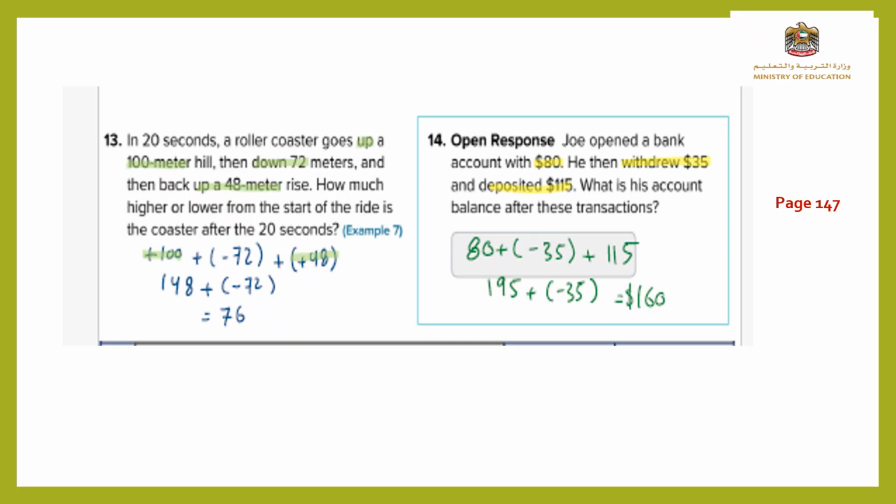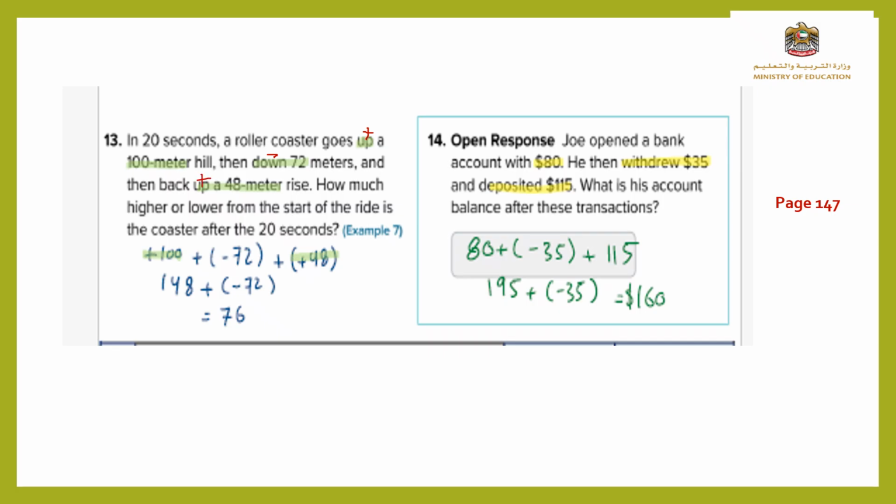See here, this also same repetition, same lesson. So here you see in 20 seconds a roller coaster goes up 100 meter. Okay, then 72 meter, then 48 meter, but there are ups and downs. See, goes up, up means that is positive. This is the thing you have to know. Then up 100 meter, then down 72. Down means that is minus. Then back up 48. So up means plus.